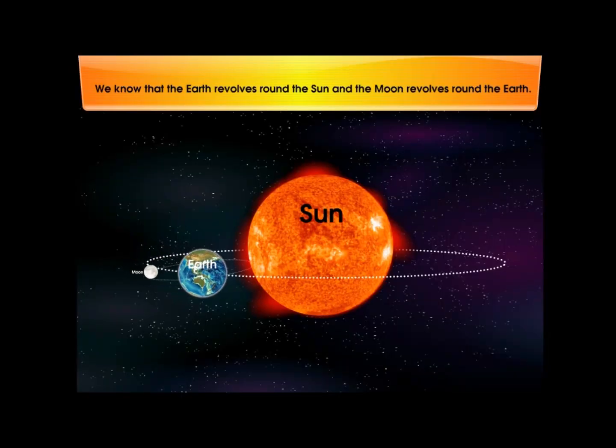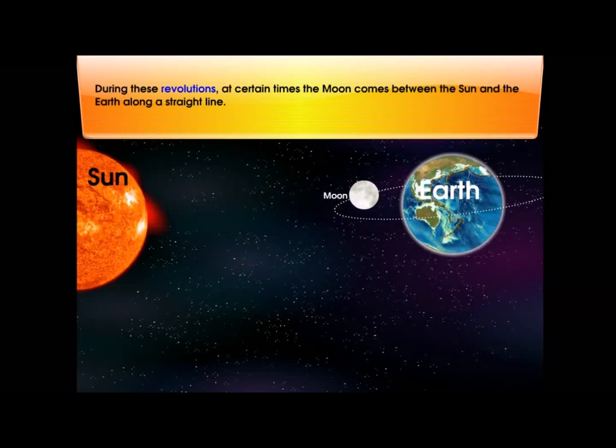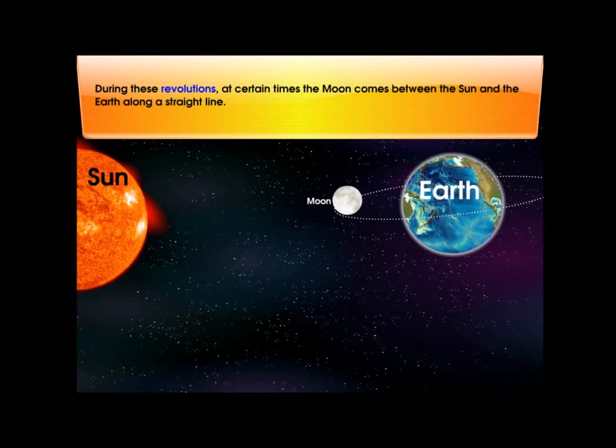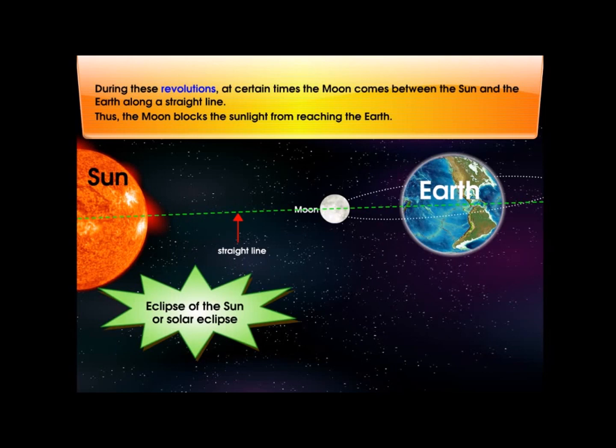We know that the Earth revolves round the sun and the moon revolves round the Earth. During these revolutions at certain times, the moon comes between the sun and the earth along a straight line. Thus, the moon blocks the sunlight from reaching the earth. This phenomenon is called an eclipse of the sun or a solar eclipse.